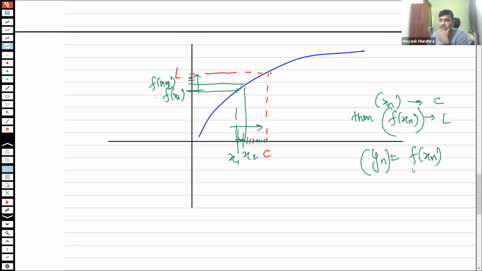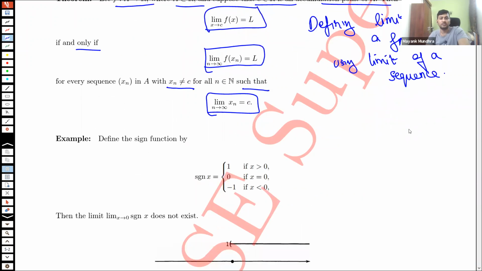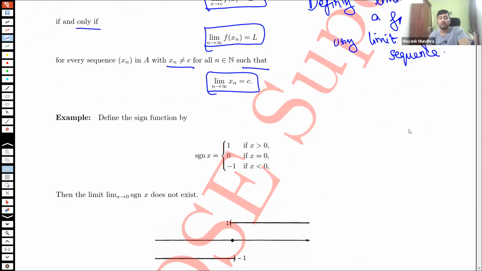Okay, so this sequence f of xn will be converging towards L, provided that this sequence does not have any of its elements as C. Because you see, if the function is not even defined at C, suppose this function is not defined at C, okay, then you can get a not defined thing for f of xn. Okay, so you don't want that. So that's the relationship between sequences and limits of functions.